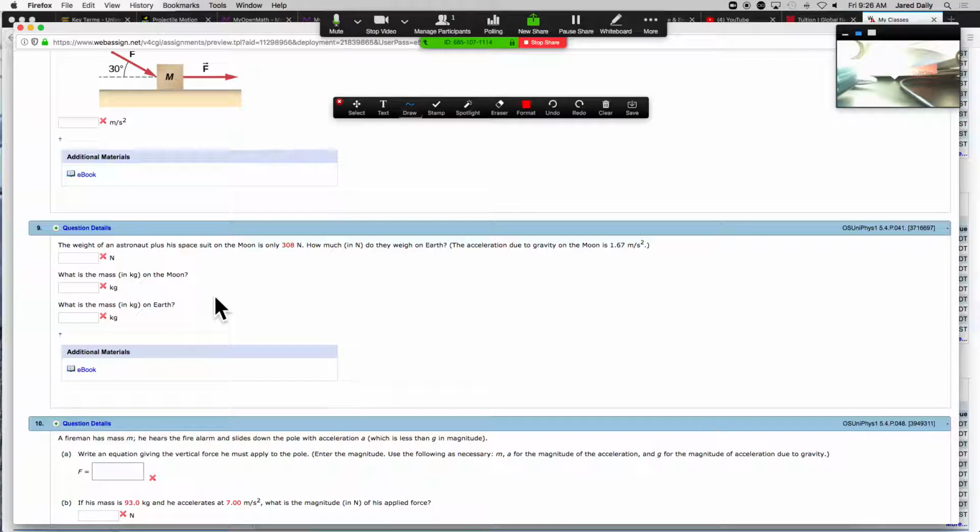You know the acceleration on the moon is 1.67 meters per second squared. So this weight, which is the force, is equal to the astronaut's mass times this acceleration. So 308 equals mass times 1.6 meters per second squared. That means you divide the 308 newtons by 1.6 to get their mass.